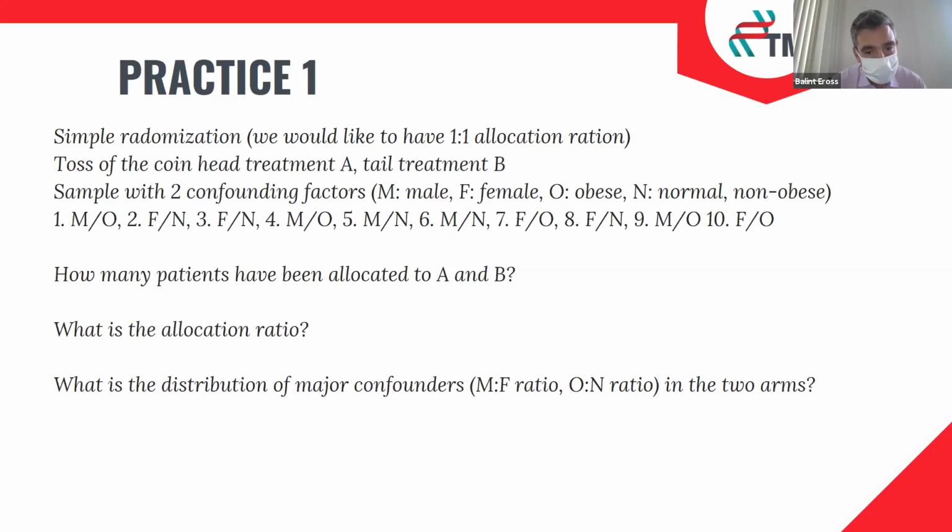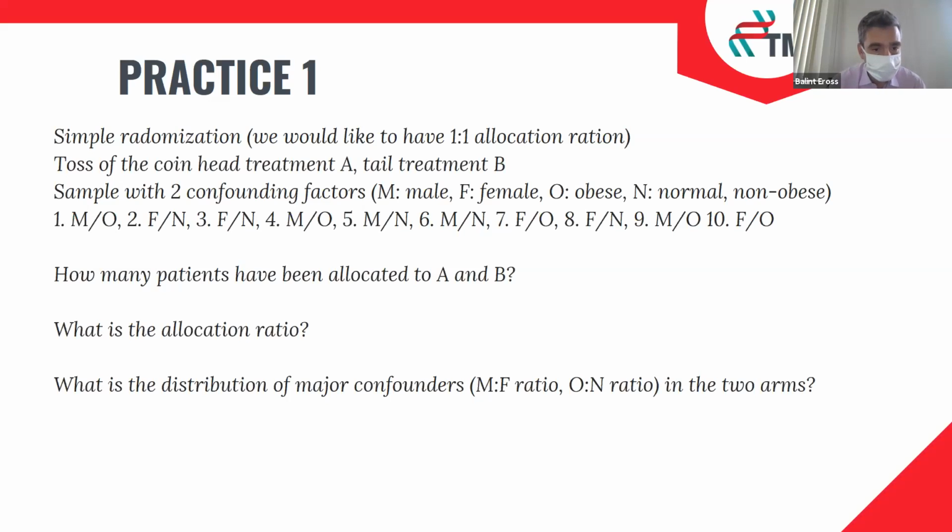Did you have the same experience? In the first arm, we have 3 males and 3 female patients and 4 obese and 2 non-obese patients. And in the second arm, we have 2 male and 2 female patients and 1 obese, 3 normal or non-obese patients. All right, so we can say that although gender was equally distributed on both arms, obesity was not.